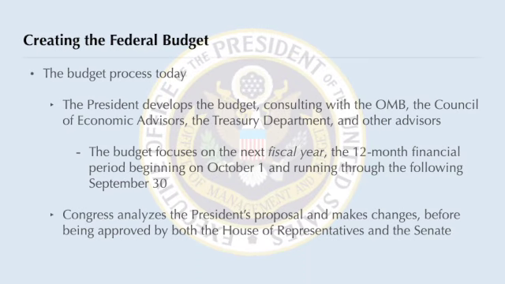How is the federal budget created today? First, the budget is developed by the President, who consults with the OMB, the Council of Economic Advisers, the Department of the Treasury, and other presidential advisors. Although the budget may predict revenues and expenditures for several years, it focuses on the next fiscal year. A fiscal year is a 12-month financial period that typically does not duplicate the dates of the calendar year.